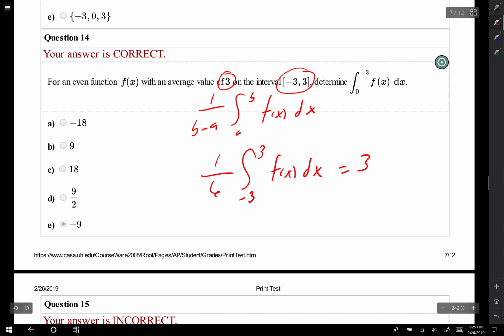Times 6. So now we have integral over negative 3 to 3 of f of x dx is equal to, let's see, 6 times 3, 6, 12, 18. 18. So if this equals 18, that means the integral from 0 to negative 3, counting backwards, guys, must be a negative 9.